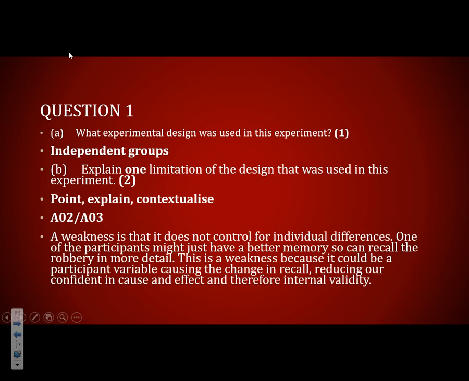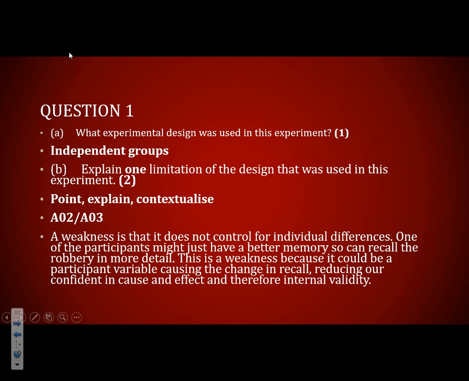A weakness is that it is not a control for individual differences. One of the participants, so that would get you a mark because it's the point. One of the participants might have just had a better memory, so record more of the robbery in detail, contextualise. This is a weakness because it could be a participant variable causing change in recall, reducing our confidence in cause and effect, and therefore internal validity.